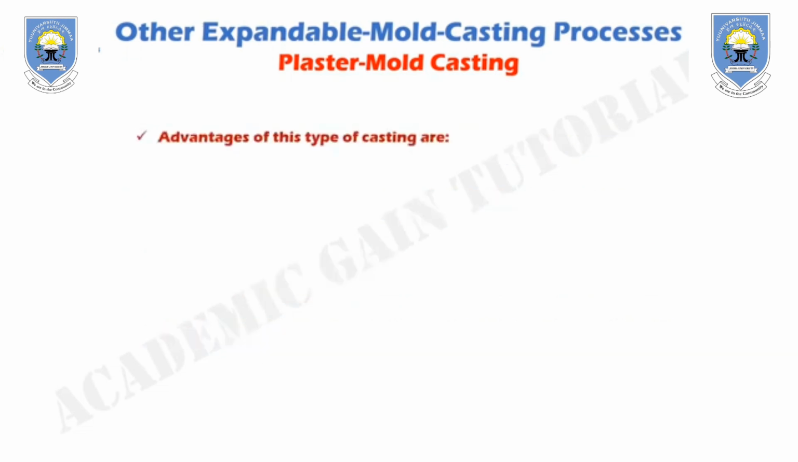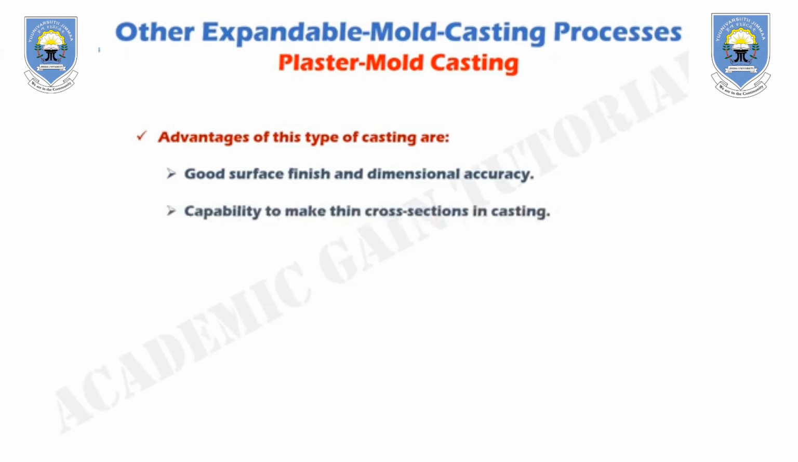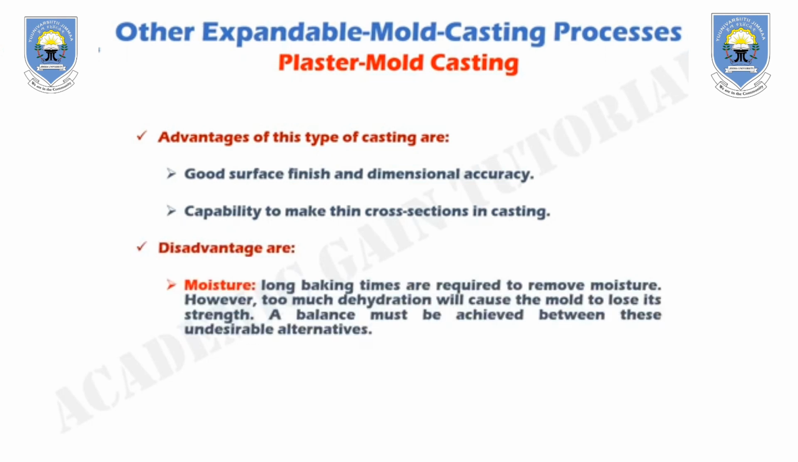Advantages of plaster mold casting are: good surface finish and dimensional accuracy, and capability to make thin cross sections in casting. And the disadvantages are: moisture, because long baking times are required to remove moisture. However, too much dehydration will cause the mold to lose its strength. A balance must be achieved between these undesirable alternatives.